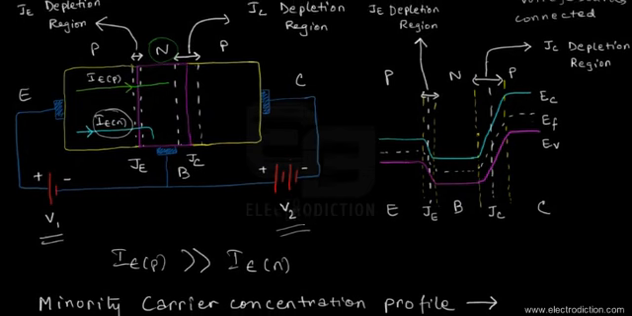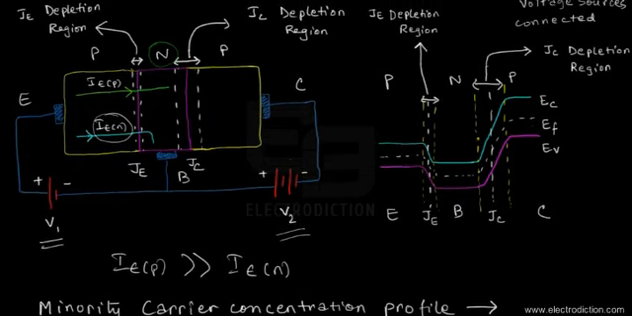So over here, right across this part of the base, if I take the white color, the emitter current component due to the holes would obviously be quite high, and it'll gradually decrease as we move on towards the collector junction.